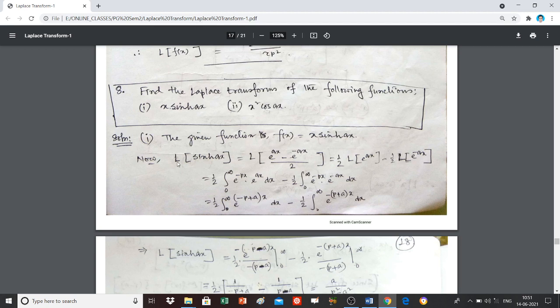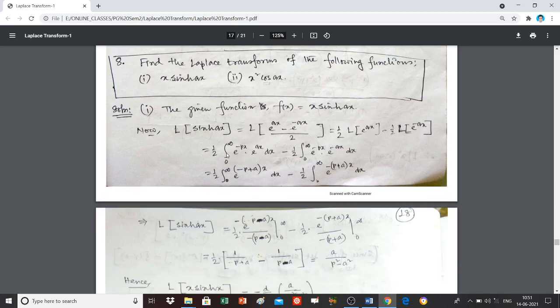So Laplace transform of sine hyperbolic ax is equal to Laplace transform of, you can write sine hyperbolic ax as e to the power ax minus e to the minus ax by 2. This is the formula of sine hyperbolic ax that can be expressed in terms of exponentials. Then this half is here. Then half Laplace transform of e to the power ax minus half Laplace transform of e to the minus ax. You can write these two terms from here.